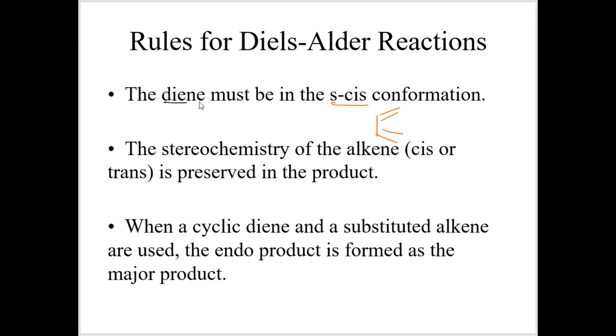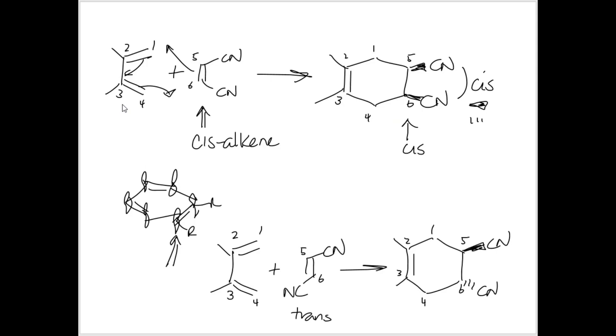In rule number one, it said that the diene must be in the S cis conformation. That means that this double bond, this diene, has to be S cis. Sometimes people confuse the alkene cis trans with the diene S cis. And so when I give them this product, they write down no reaction. And I'll say, why isn't there any reaction? They'll say, because you said it had to be cis. I said, the diene has to be S cis. The alkene can be cis or trans. Whatever it is, that's what the final product's going to be.